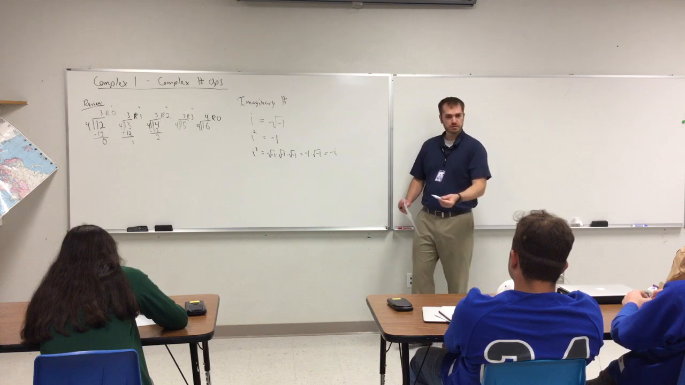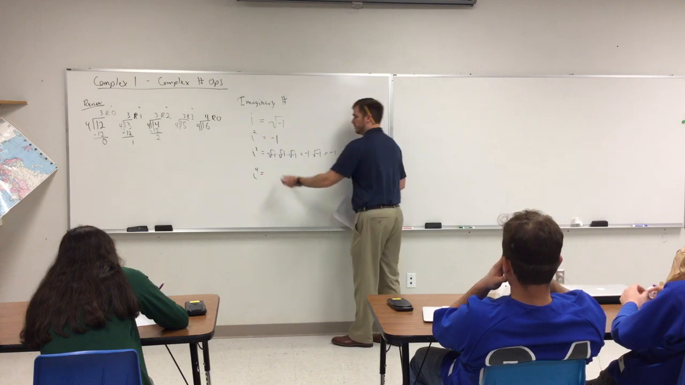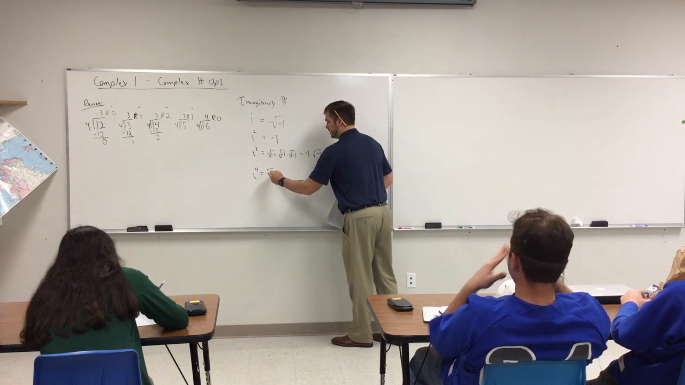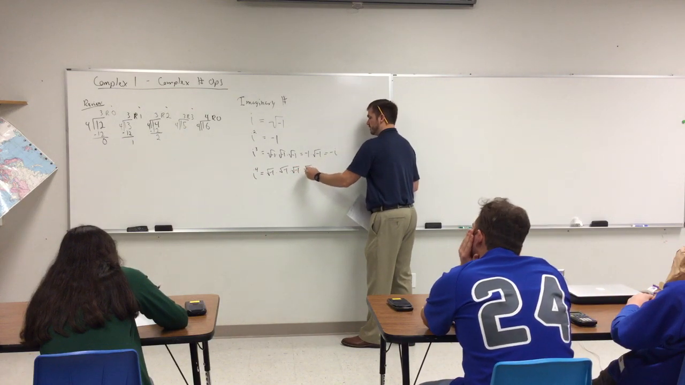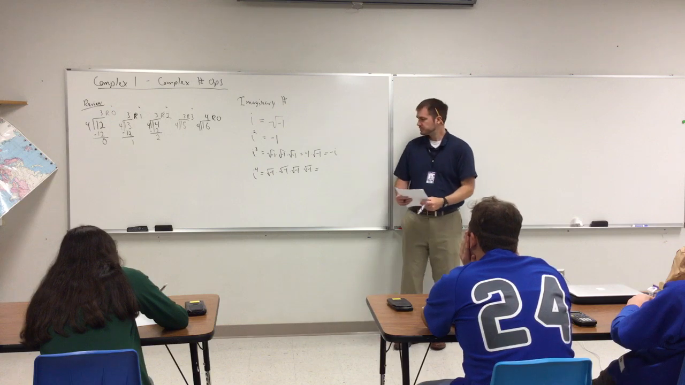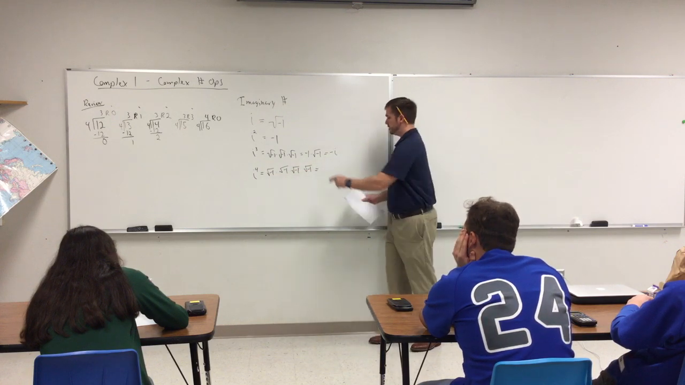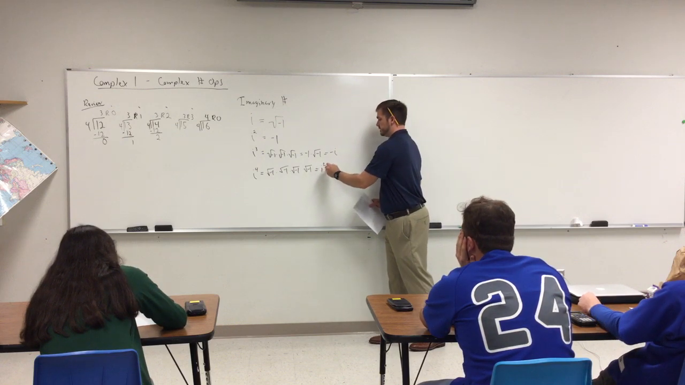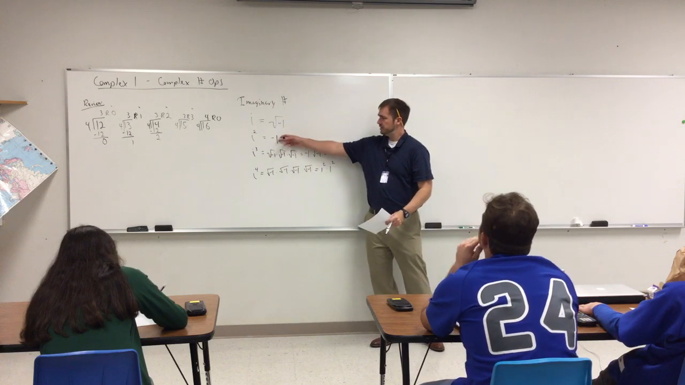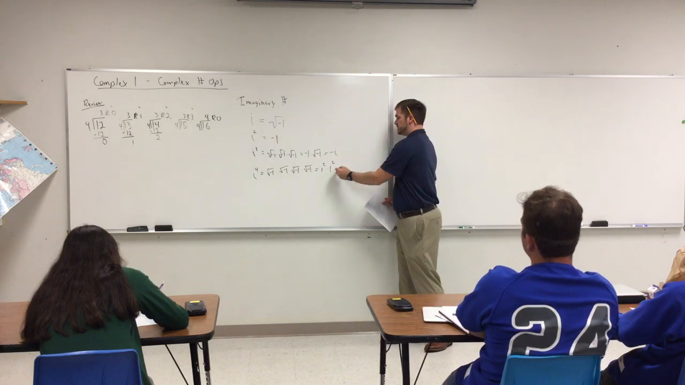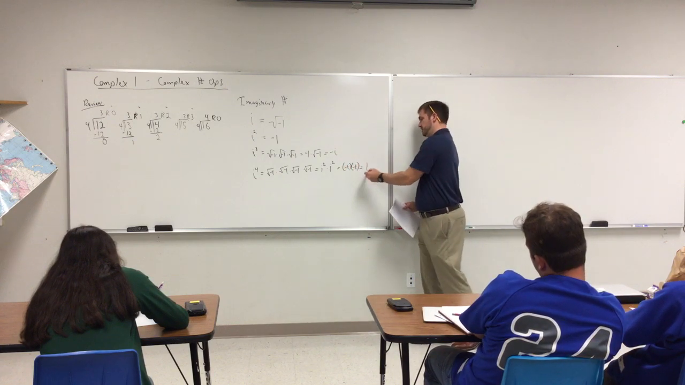Mr. York may have gone through this route, I don't know. i to the fourth would be square root of negative 1 times square root of negative 1 times square root of negative 1 times square root of negative 1. So that's i squared times i squared. We saw earlier that i squared is negative 1. So what's negative 1 times negative 1? 1.